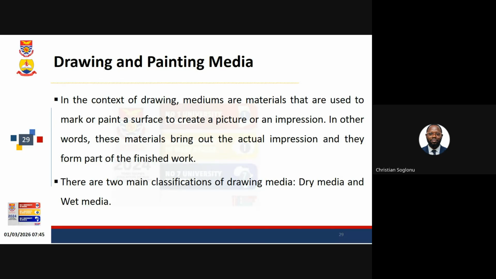So the dry media, you're talking about the pencils, the color pencils, the charcoal and others. And with the wet media, you are talking about things that you mix with water or liquid. It can be spirits, it can be water, it can be oil, that you need a liquid to mix before you can apply on the surface. That is what is meant by wet media.